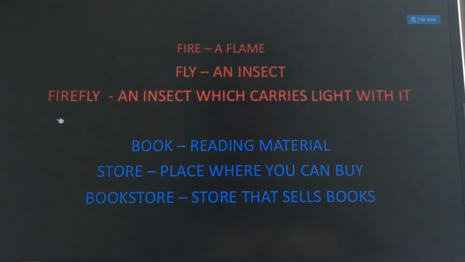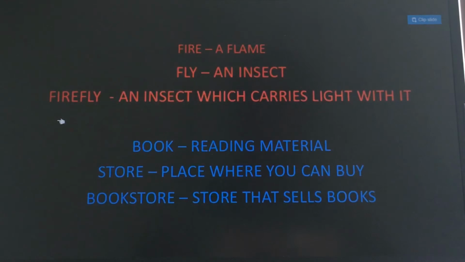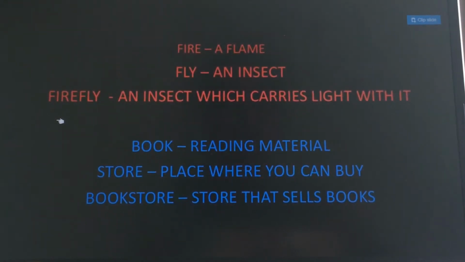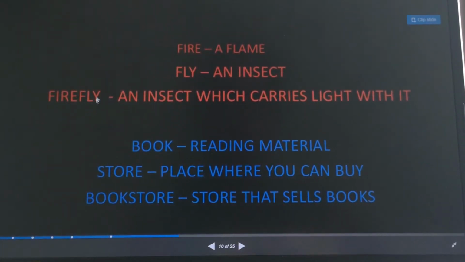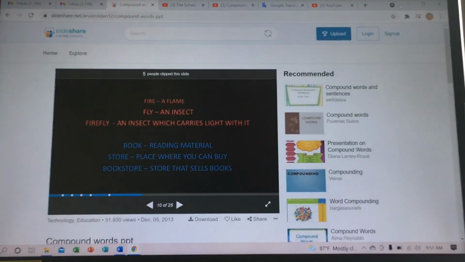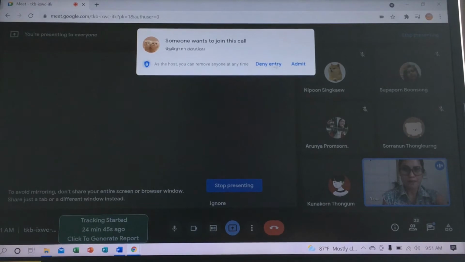We discussed a while ago that a compound word is two words that we put together, two words put together to form a new word with different meaning. So our compound word here is firefly.